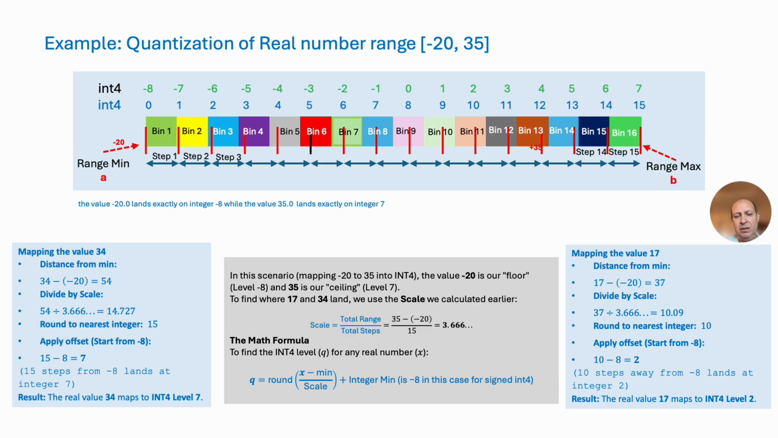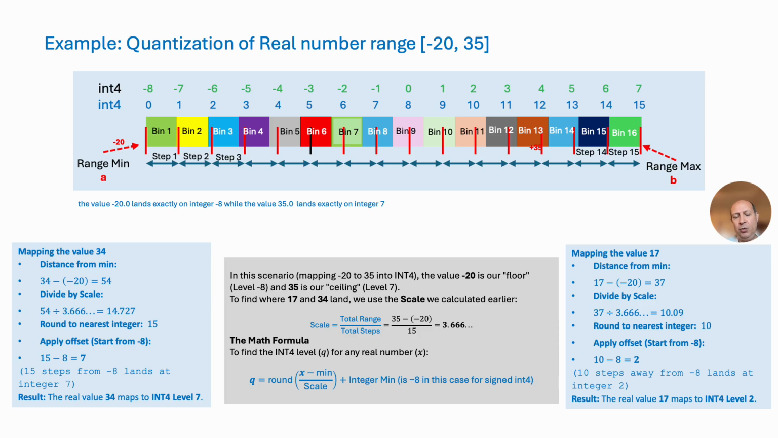Now, to determine the quantization level for any real number value, call it x in this case, we take that value, which is x, or weight or anything, and we subtract from it the minimum value for the range, and then we divide it by the scale, which is 3.666 here. The result is not going to be an exact quantization level number. Instead, it's going to be a real number. So we round it to the nearest integer level.